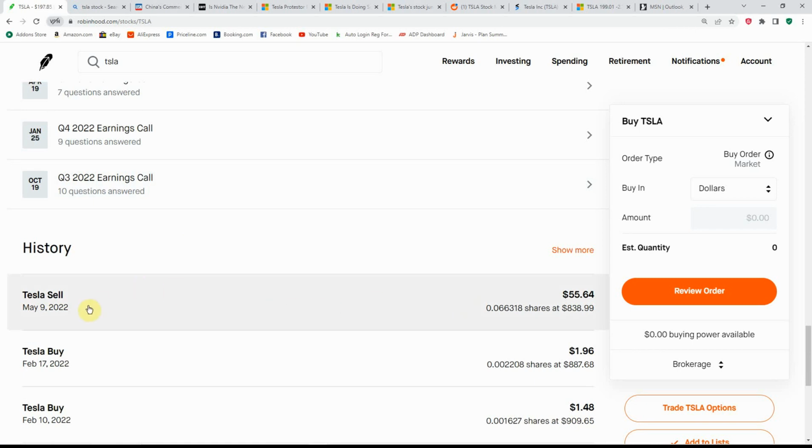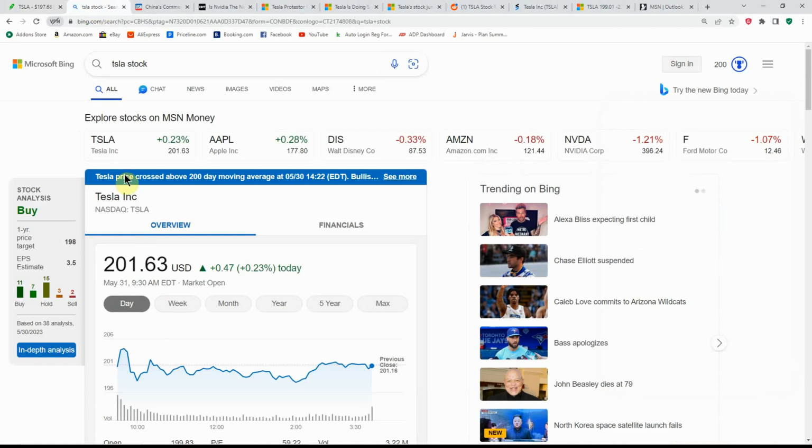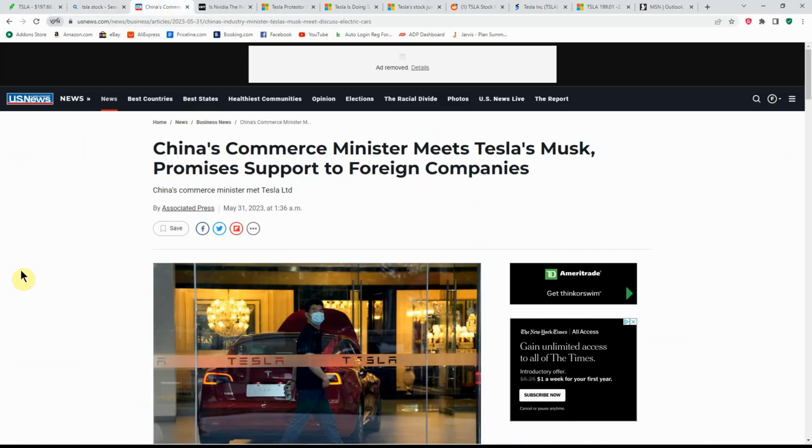This is an older account. These shares have been moved elsewhere, and that was a partial share. Moving on, I got a bunch of info over here on Microsoft Bing, currently showing it as a buy with a price target of 198, and it's already above that, but could fall back down.